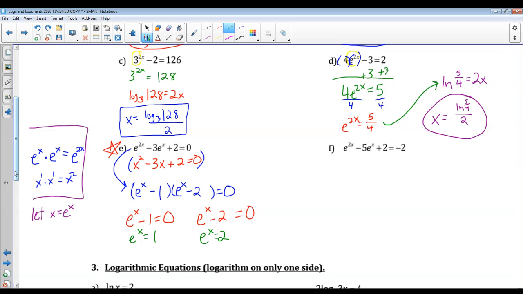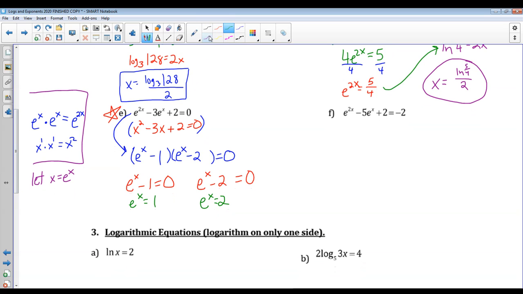And now I rewrite these exponential terms as log terms. So log base e of 1 equals x. Log base e of 2 equals x. That's a nice answer. And remember what we talked about when we're evaluating: anytime you have the log of 1, log base e of 1, log base 10 of 1, log base 500 of 1, that is always going to be equal to 0. So we have x equals 0 as one answer, x equals natural log of 2 as another answer.